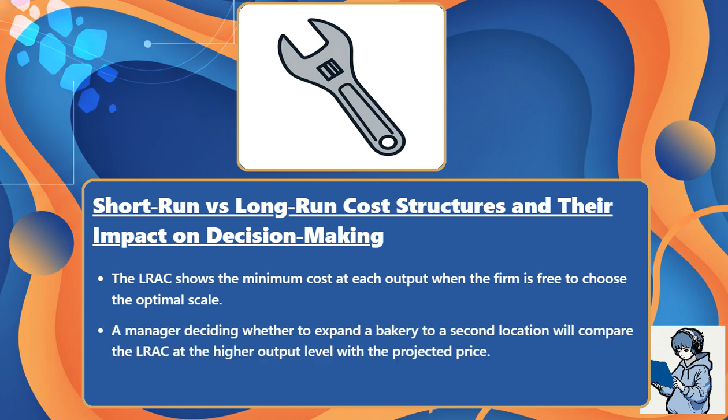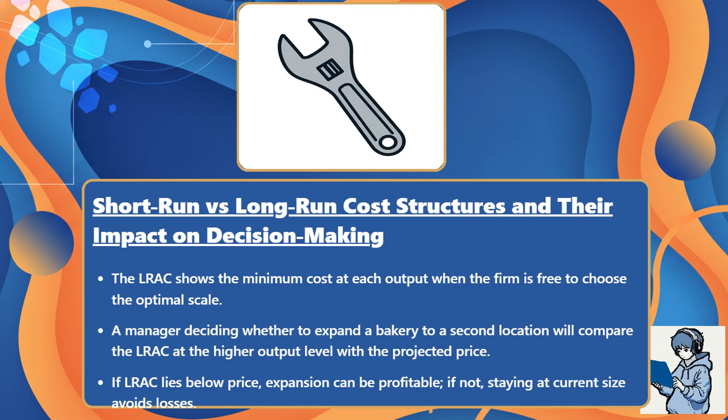scale. A manager deciding whether to expand a bakery to a second location will compare the long-run average cost at the higher output level with the projected price. If long-run average cost lies below price, expansion can be profitable. If not, staying at current size avoids losses.